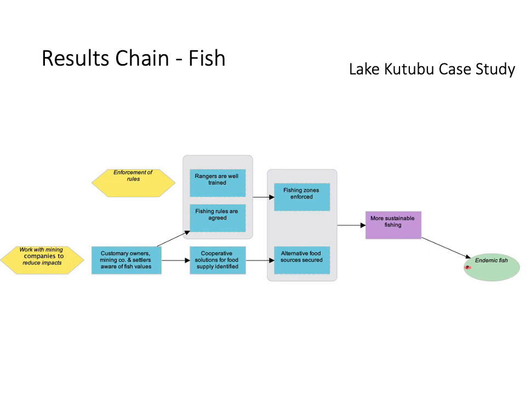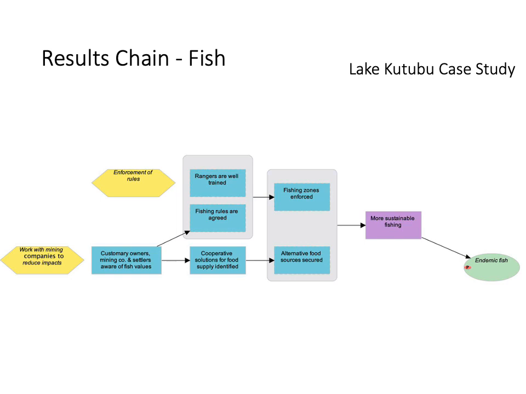But if we think about this, one of the other key reasons there was unsustainable fishing was not just around enforcement. It was around the need for people to actually secure food. So we may also need to think about how we get alternative food sources secured in order to get more sustainable fishing. So if we look at our chain, we may well add another box which says cooperative solutions for food supply are identified. Now you can start to see how these two different strategies, enforcement of the rules and work with mining companies to reduce impacts, link together.